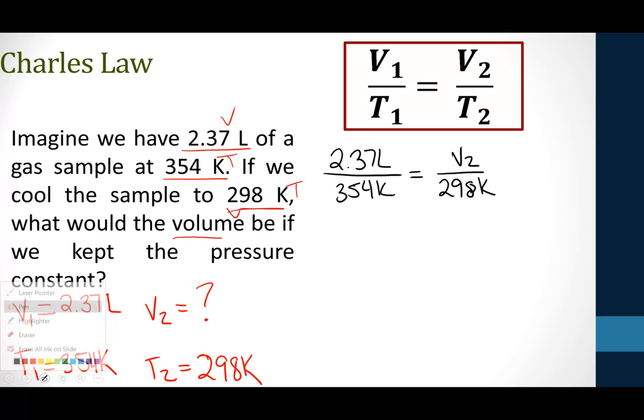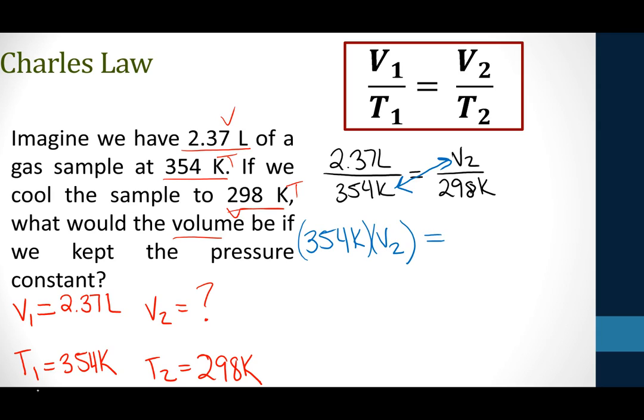So to get rid of the fractions, so that's going to be the first thing I do. To get rid of the fractions, I'm going to cross multiply. So cross multiplying is just multiplying on the diagonal. Doesn't really matter which diagonal you do first or second. The results will come out the same. So multiplying on the diagonal, so one of the diagonals is going to be this right here. So we would take 354 Kelvin, and we would multiply that by V2.